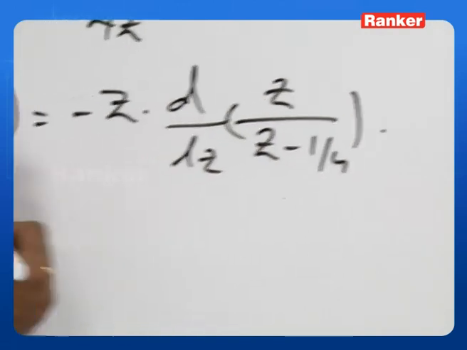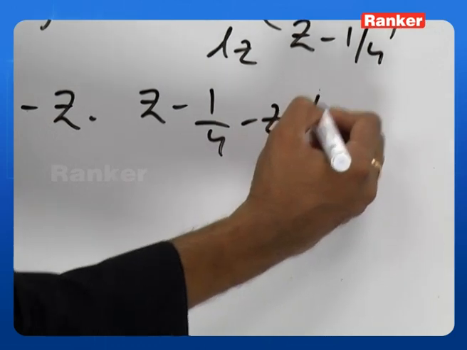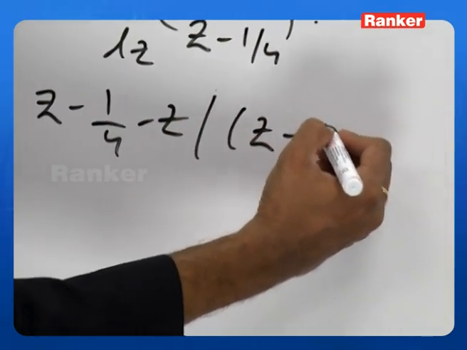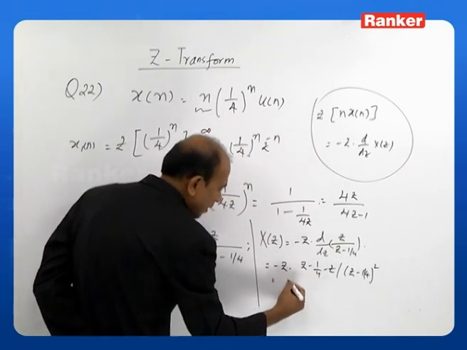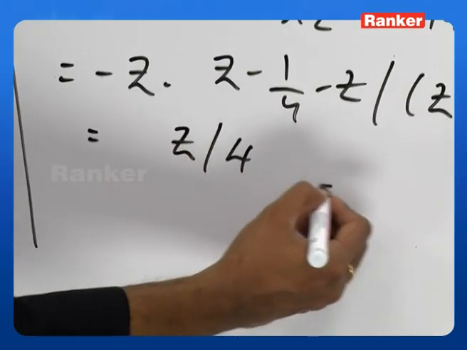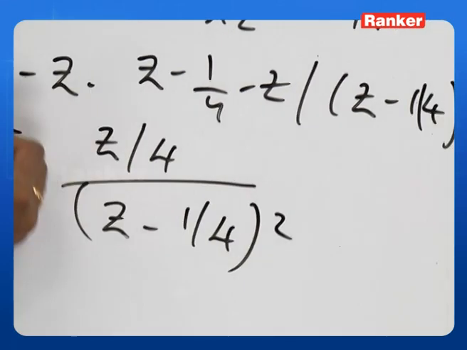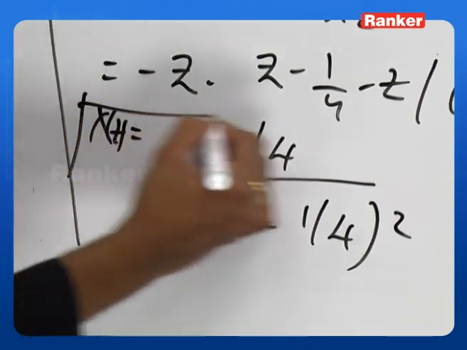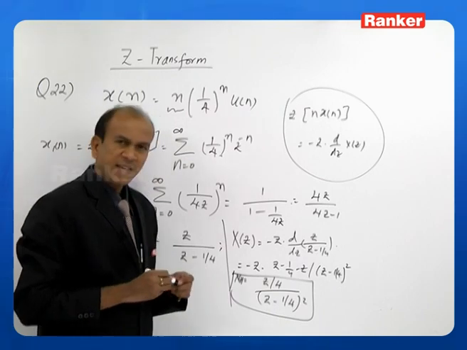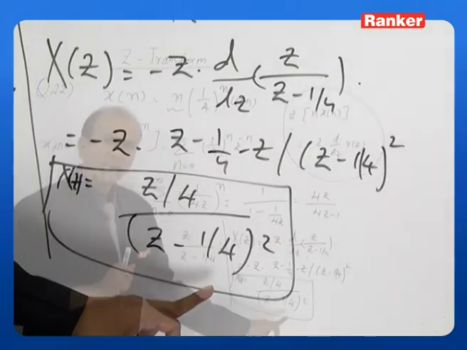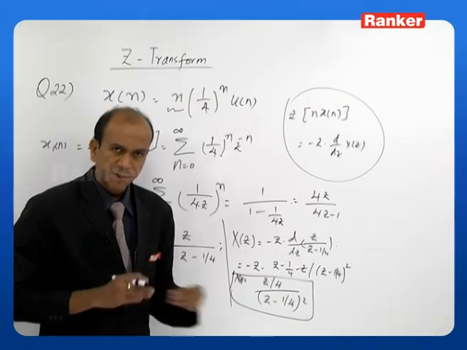This is again equal to minus z times, z minus 1 by 4 minus z, by z minus 1 by 4 whole square. So this is nothing but z by 4 by z minus 1 by 4 whole square. This is my X of z. And if you see this again, the ROC is greater than 1 by 4. So this is the answer for this.